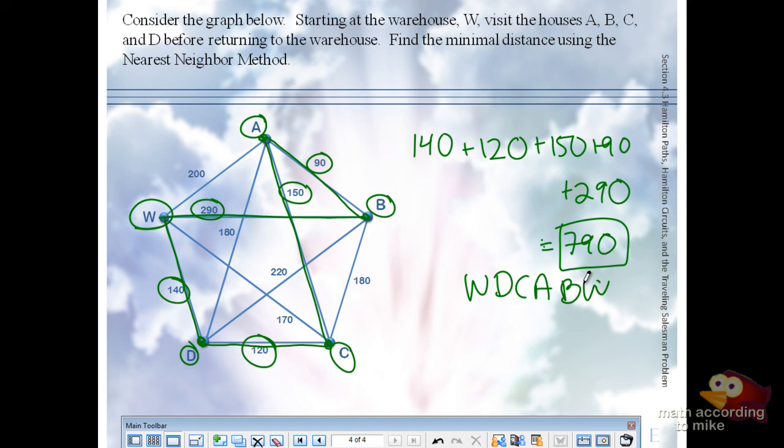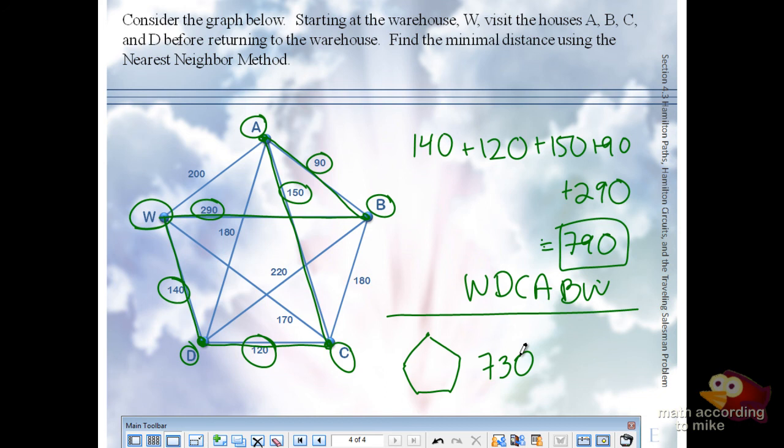But the nearest neighbor method is an approximation to the real answer. It may not actually be the best answer. For instance, if we just went around the horn, so the pentagon itself, if you add up all those values, you get 730. So that would have saved us 60 miles. So think about it, that's an hour at least of driving.